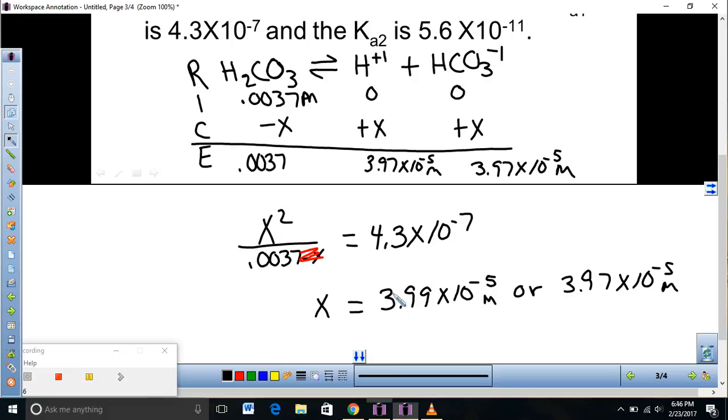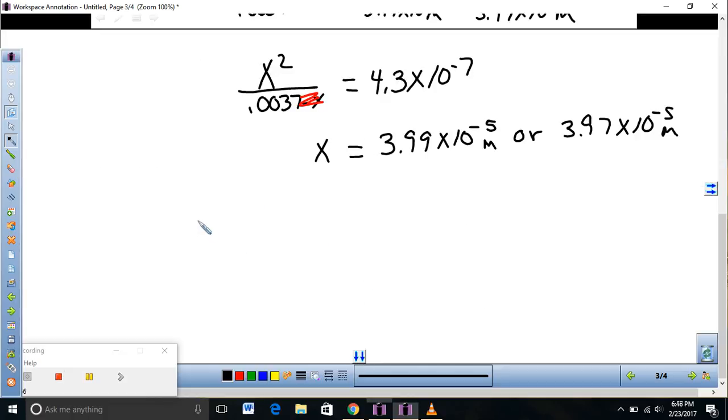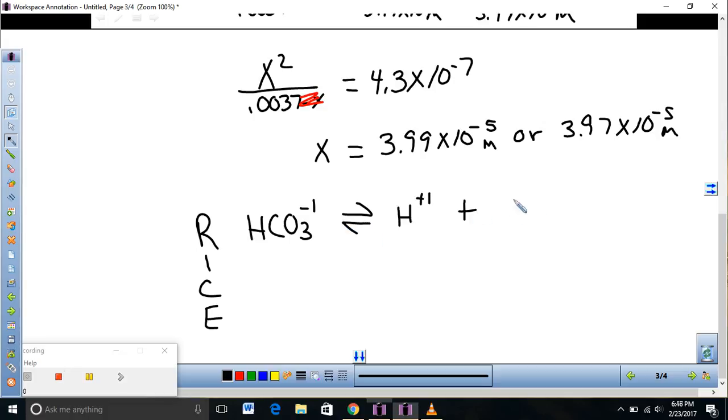Alright, well our problem is that there's more hydrogen to come off of this. And also it asks for the carbonate concentration. So that's not carbonate, that's bicarbonate or hydrogen carbonate. So I'm going to now start with this ion, that hydrogen carbonate, and do my second rice. So HCO3 minus 1. Now its hydrogen is going to come off. Not very well, but it's going to come off.